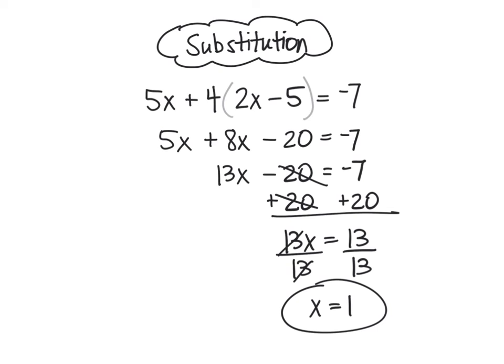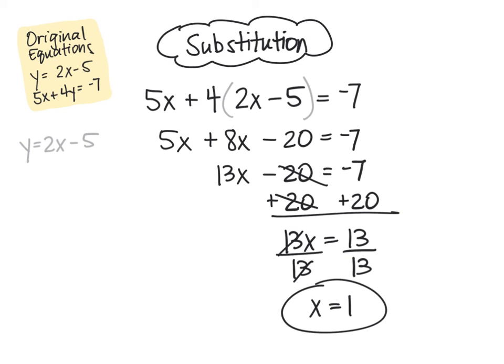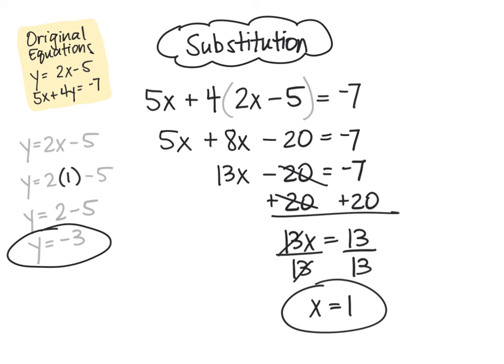If you can recall the original equations, I'm going to use the top equation, y equals 2x minus 5, to solve for y. I'm going to substitute x for 1, and now I'm going to solve for y. So now we know the two lines are going to meet where x is 1 and y is negative 3.